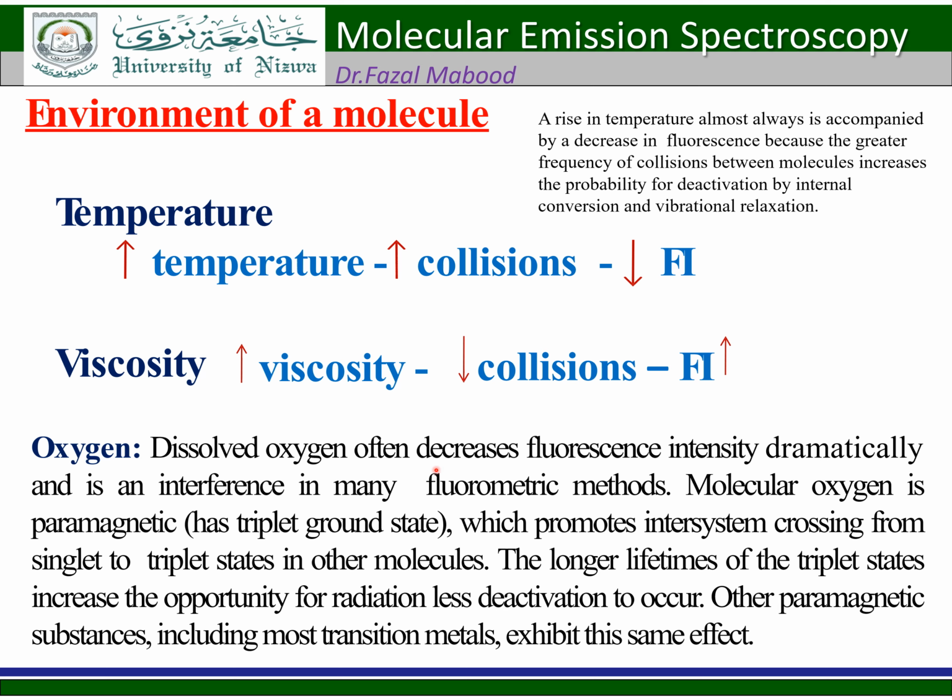Dissolved oxygen often decreases the fluorescence intensity dramatically and is an interference in many fluorometric methods. Molecular oxygen is paramagnetic and has a triplet ground state, which promotes intersystem crossing from singlet to triplet state in other molecules. The longer lifetimes of the triplet state increase the opportunity for radiationless deactivation to occur. Other paramagnetic substances, including most transition metals, exhibit this same effect.